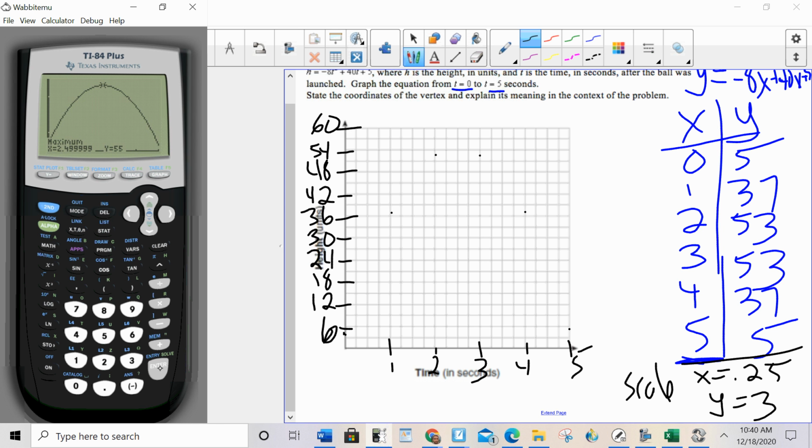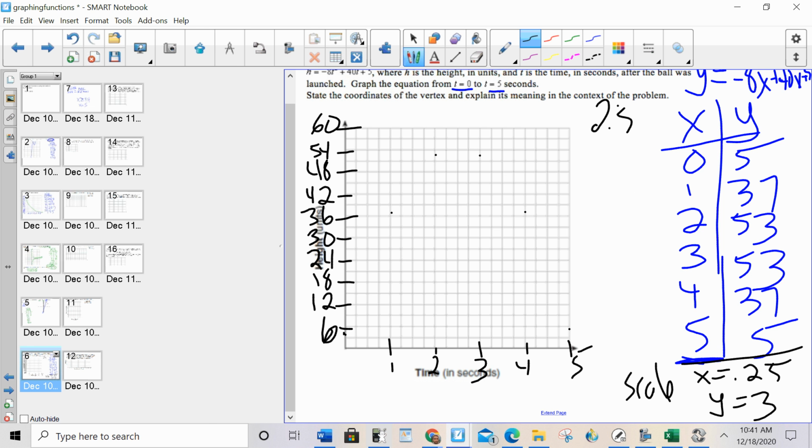Your calculator rounds weird sometimes. My calculator says that. Yours might say like 2.50001. It's 2.5. It's 2.5, 55. So I'm going to add that point in. 2.5 is between 2 and 3. 55 is right above the 54. Since the graph only goes from 0 to 5, I'm not going to draw arrows.